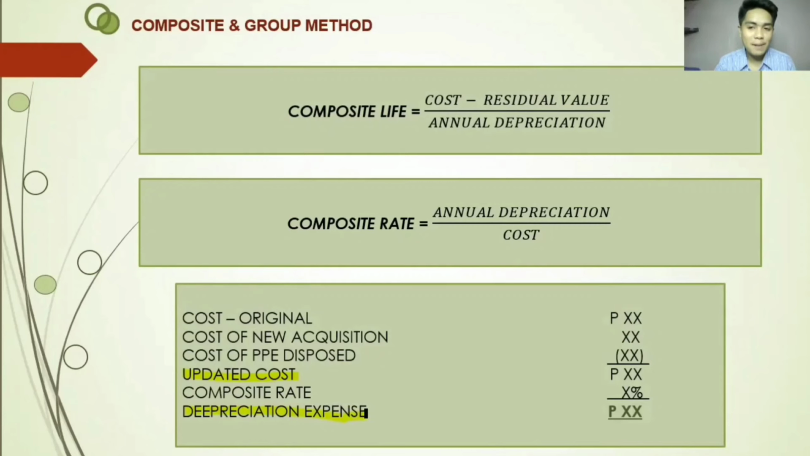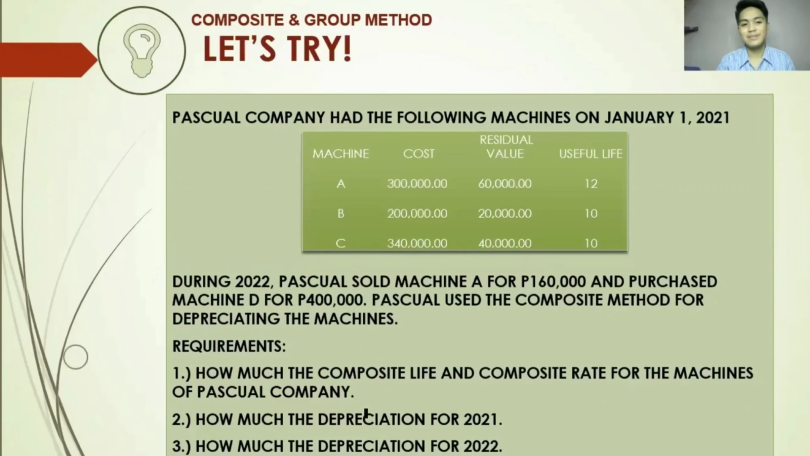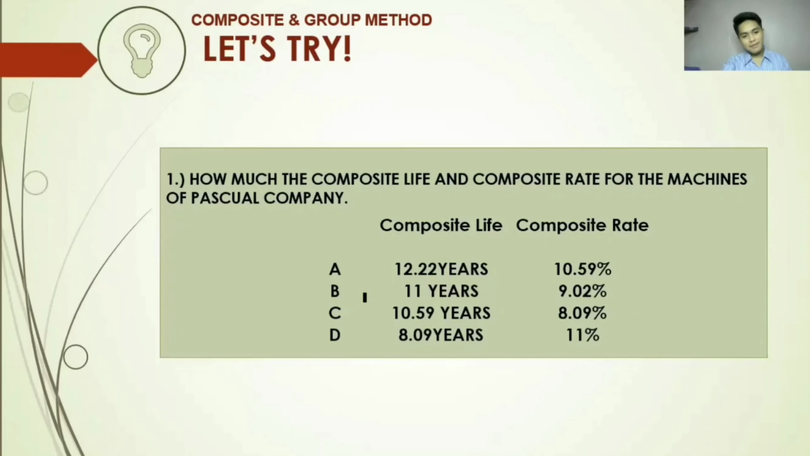Okay? So, para mas maintindihan ninyo at maunawaan ninyo ng mas mabuti, let's try this problem. Okay, in January 1, 2021, si Pascual Company ay may mga multiple PPEs, si machine A, B, and C. During 2022 daw, meron tayong dispose na machine, si machine A, which is sa halagang 160. Meron din tayong biniling machine, si machine D, sa halaga namang 400. So let's try for this number. First question, how much daw yung composite life at ang composite rate?